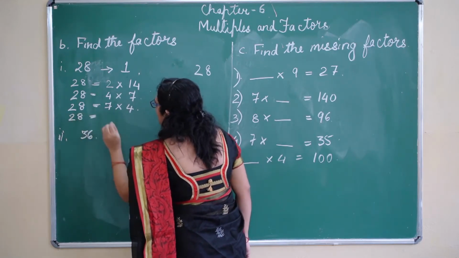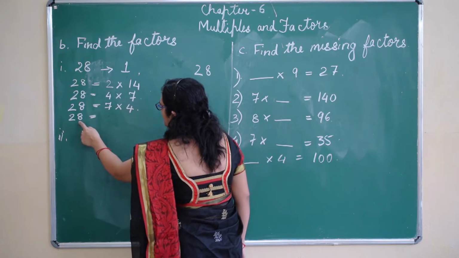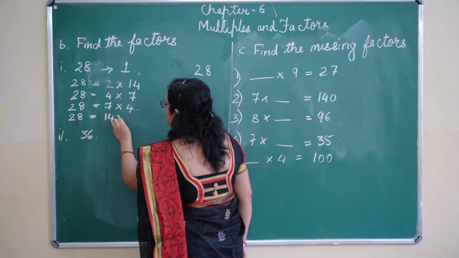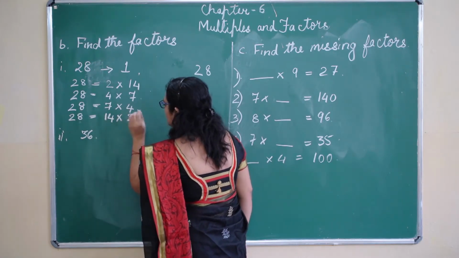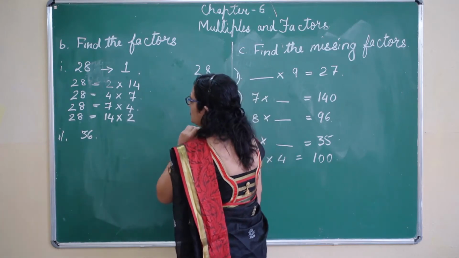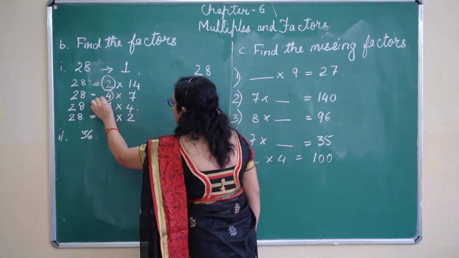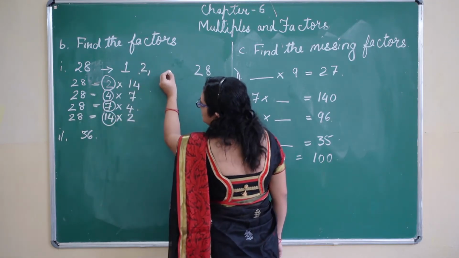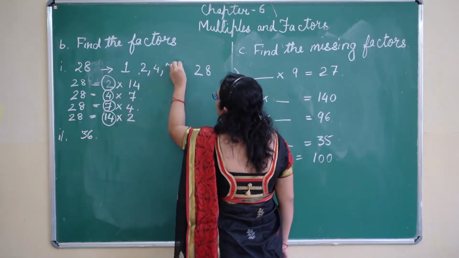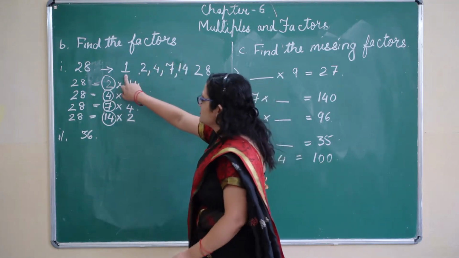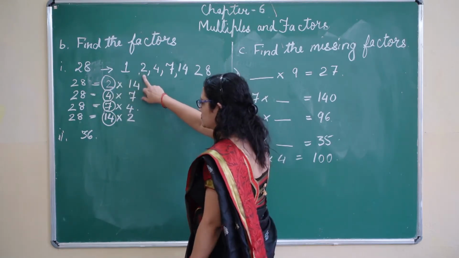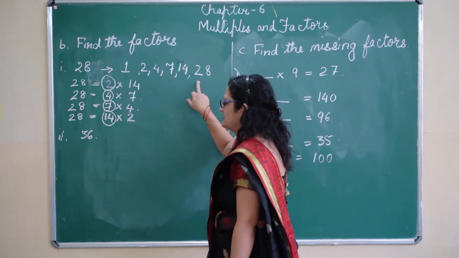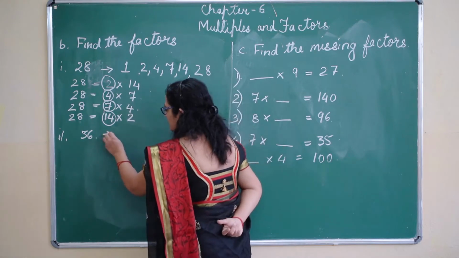Next number after 7, 8: no. In the table of 9, does 28 come? No. 10 no. 11, 12, 13 no. In the table of 14, 28 comes, 14 2s are 28. So, what are the factors? 2, 4, 7 and 14 are the factors of 28. Means 28 comes in the table of 1, 2, 4, 7, 14 as well as 28 itself.